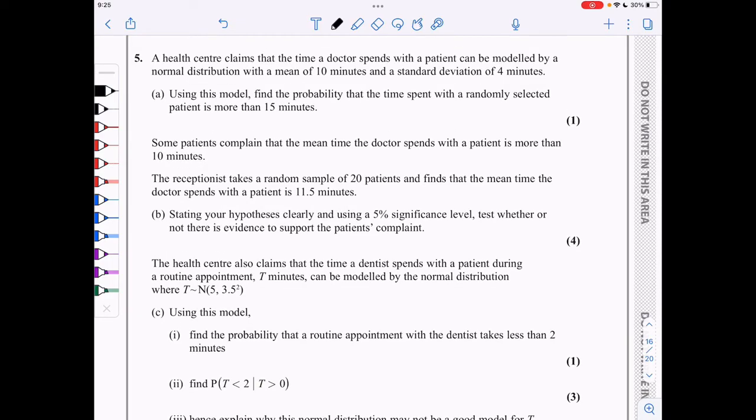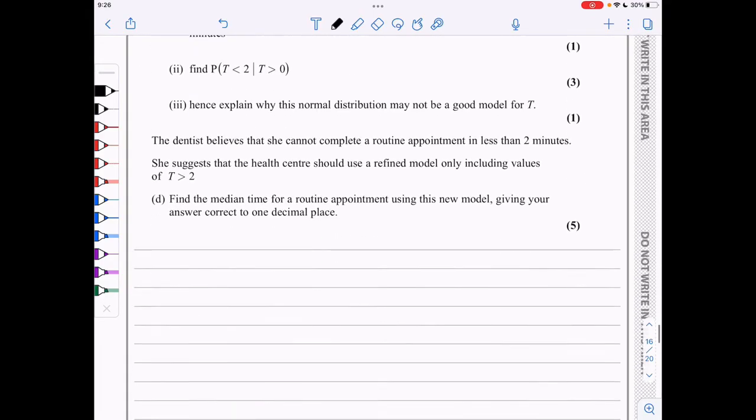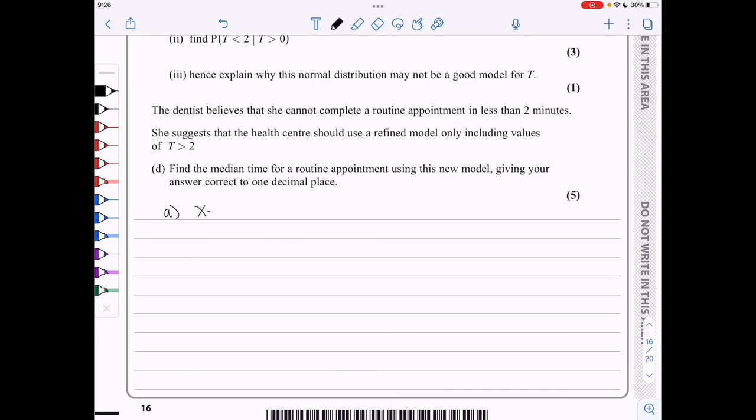In question 5, a health center claims that the time a doctor spends with a patient can be modeled by a normal distribution with a mean of 10 and a standard deviation of 4 minutes. And we need to find the probability that the time spent is more than 15 minutes. So it's a good idea to say that X is the time. We follow a normal distribution with mean of 10 and variance 4 squared. The probability of X greater than 15, I can easily extract from the calculator, and it's 0.1056. It's a good idea to give answers here to 4 decimal places.